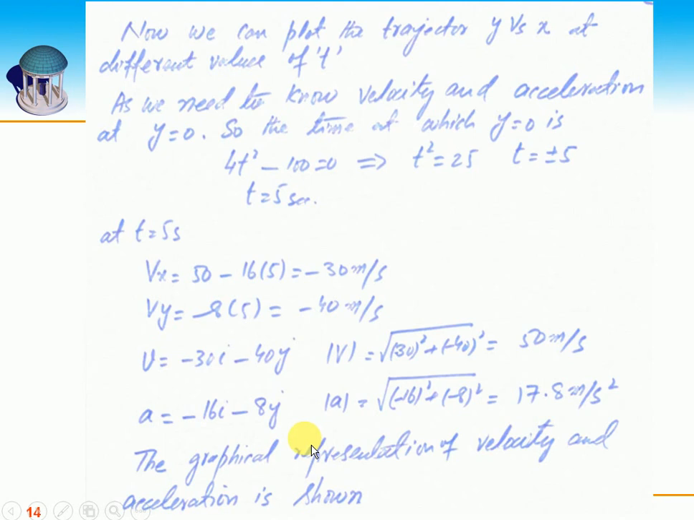Right? We have found the acceleration in the previous slide. So similarly, with x square and y square, we get the value of the acceleration. The graphical representation of velocity and acceleration is shown here.